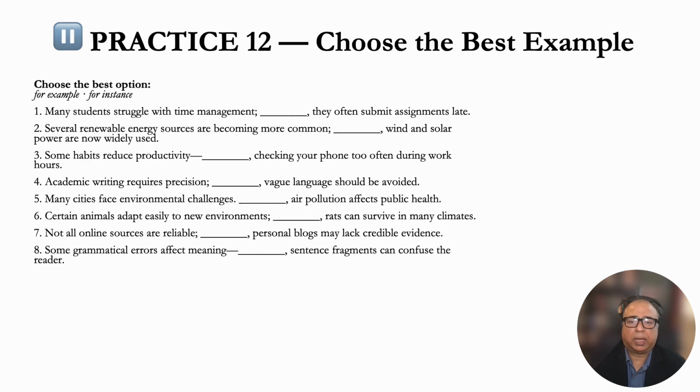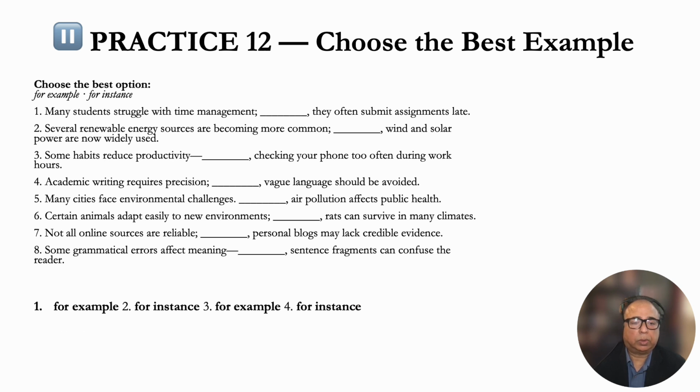Okay, let's practice now. Choose the best example. You have for example and for instance. There are 8 sentences. Have fun doing this exercise. I hope you're enjoying the lesson so far. Okay, let's do this. Pause the video. Complete the exercise. This shouldn't take you a long time. This one is easy. Just use for example or for instance. Okay?